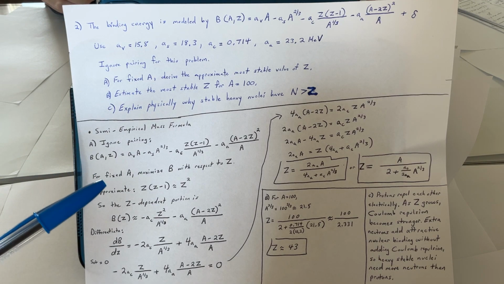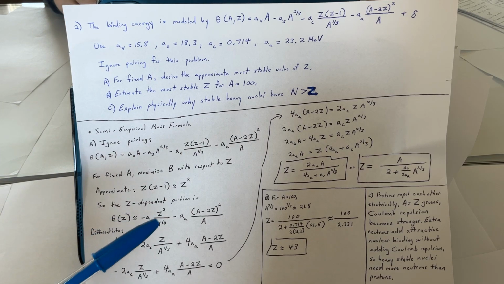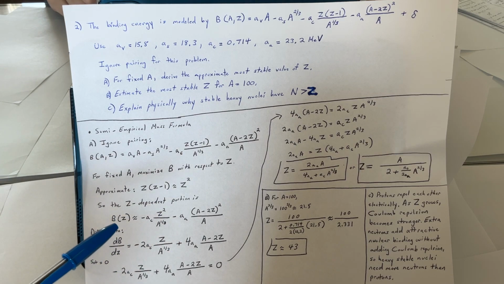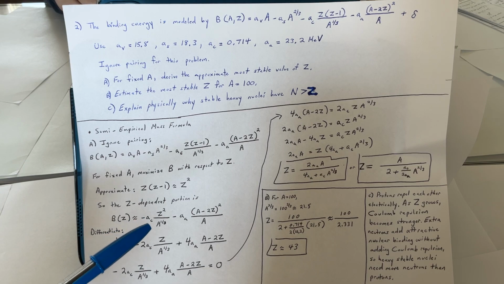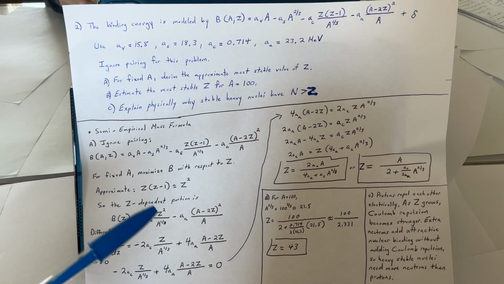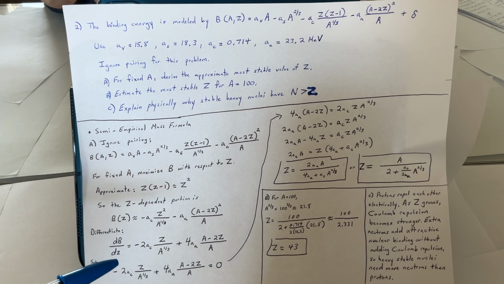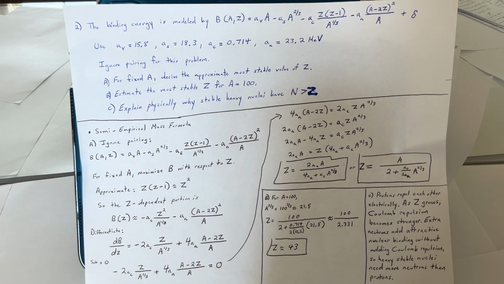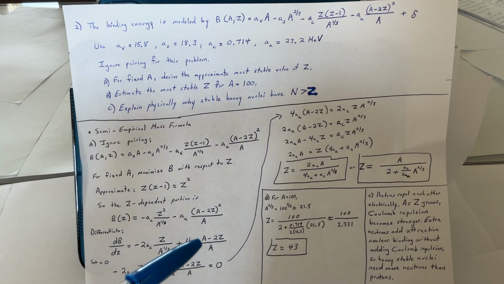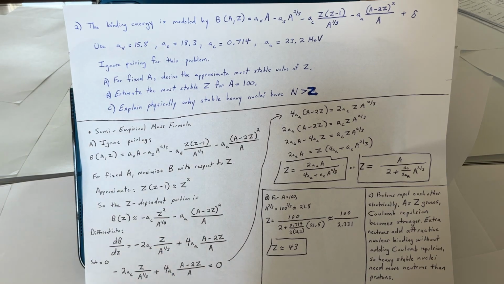So for a fixed A, we maximize B with respect to Z. So the Z-dependent portion is going to be the following. Our B of Z is approximately negative A sub C Z squared over A to the 1/3 minus A sub A times the quantity A minus 2Z squared over A. We're going to differentiate with respect to Z. dB dZ is going to give you negative 2 A sub C Z over A to the 1/3 plus 4 A sub A times A minus 2Z over A.